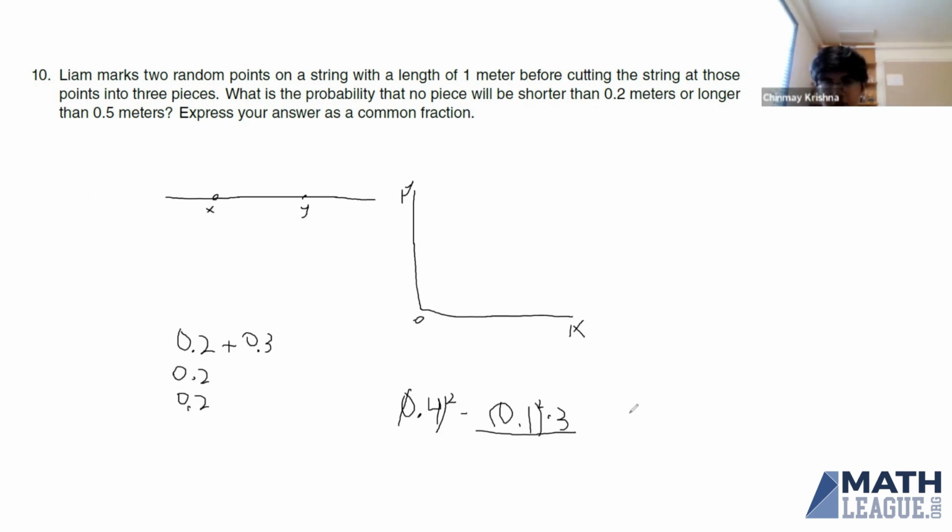So this is our final answer here: 0.4 squared minus 0.1 squared times 3. So that's equal to 0.16 minus 0.01 times 3. So 0.13, which we can write as a fraction, is 13 over 100. And so that's the probability that Liam will pick 2 points on a string randomly and cut it into 3 pieces, which are all between 0.2 and 0.5 meters.